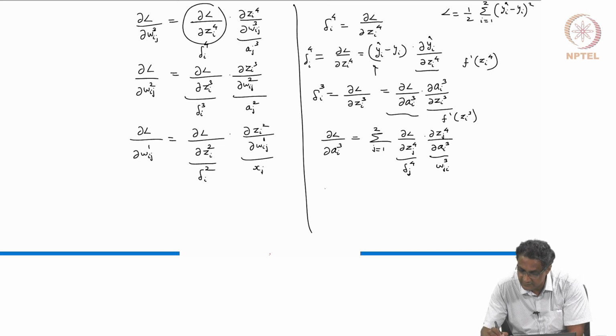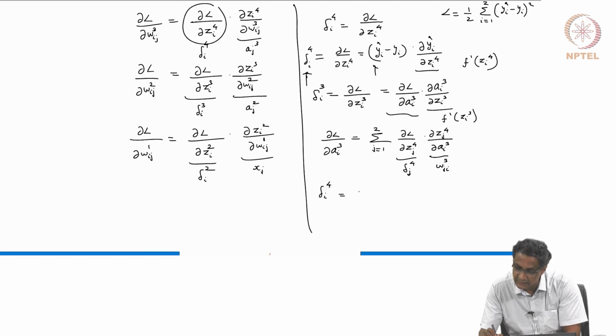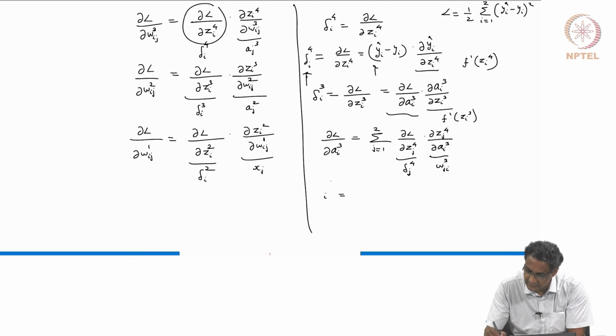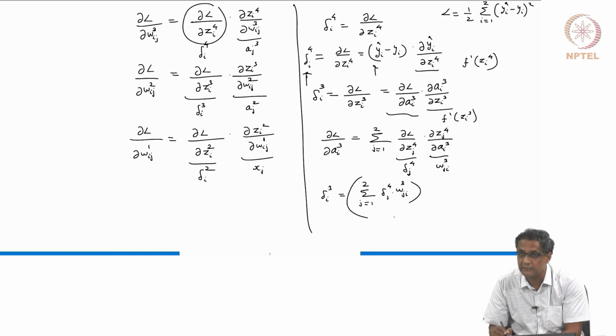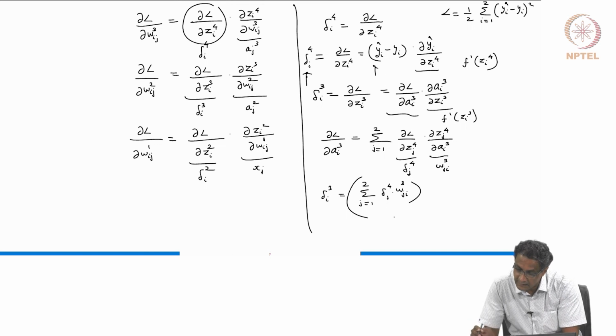Then I can go back. The whole idea is to be able to write delta i3 in terms of delta i4. So, let us write delta i3 is equal to dou L by dou ai3, which is summation j equal to 1 to 2 of delta j4 Wji3, this whole thing in a bracket, because this is summed over j. Basically, this term is this, and then into f dash of zi3.